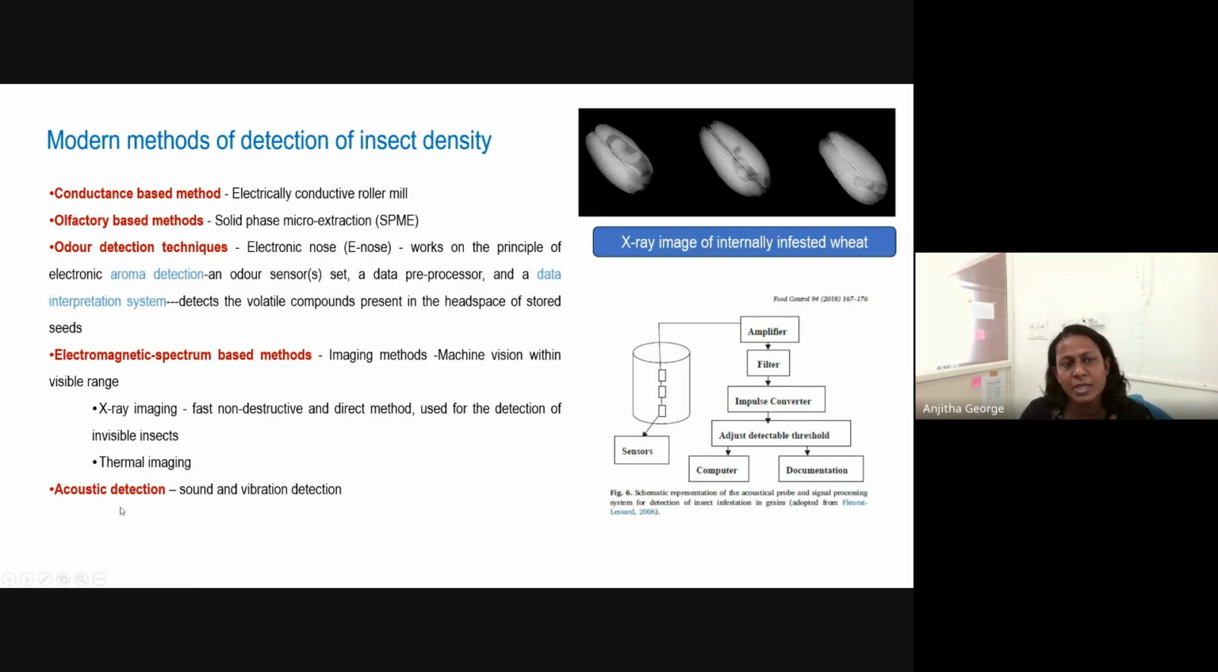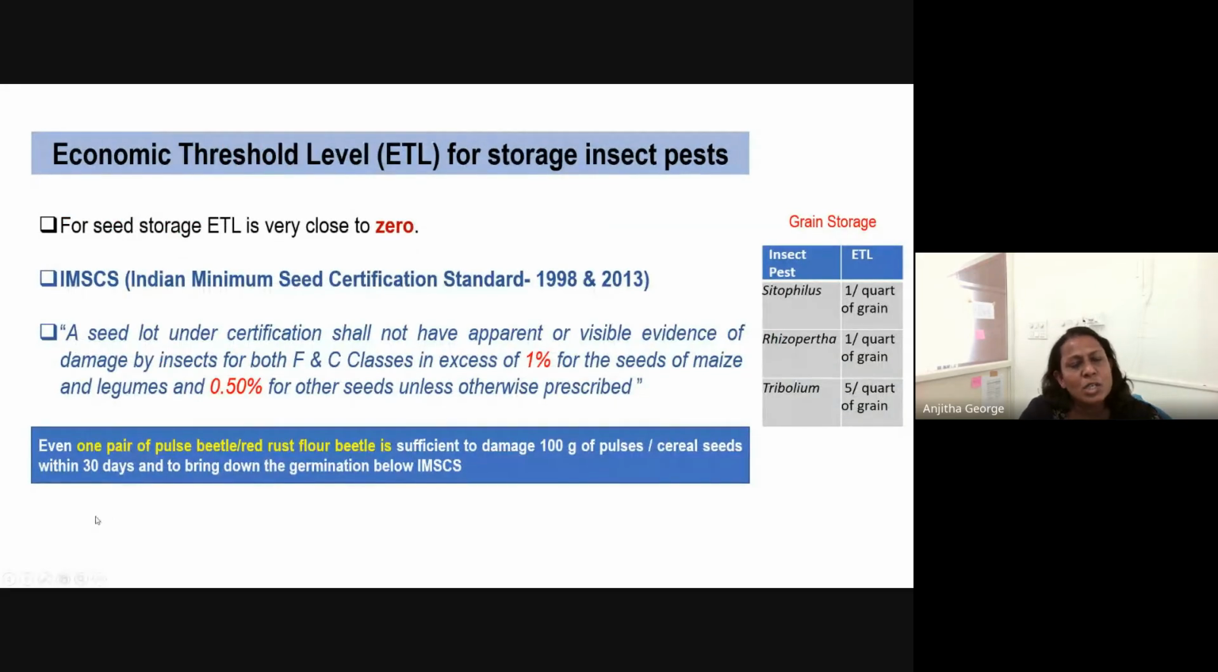So these are some of the methods which are being used in other countries also for the detection of this insect pest. So coming to the management aspect, before management we need to know, like for field crops, we have the economic threshold level. Same principle, we have for the storage insect pest also. But the only thing is that the ETL for storage insect pest is almost zero.